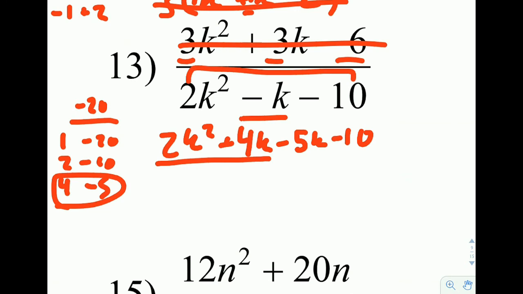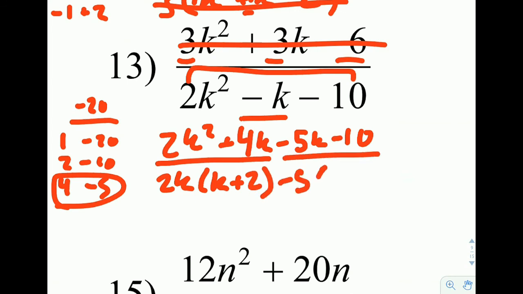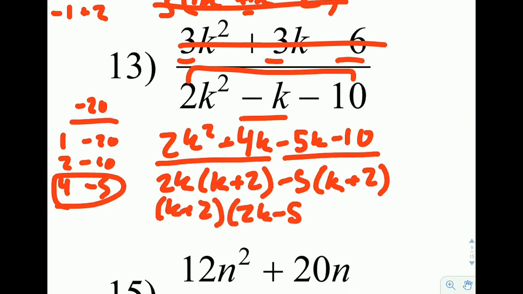In common with these first two, I have a 2k, leaving me with a k plus 4k divided by 2k is 2 left over. Second group, I have a negative 5 in common, leaving me with k, and then negative 10 divided by negative 5 is 2, so k plus 2 again. My common group, k plus 2. My leftover group, 2k minus 5.